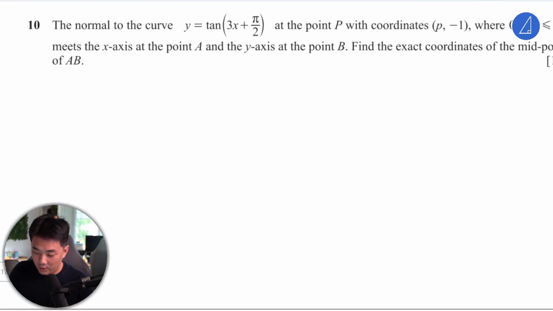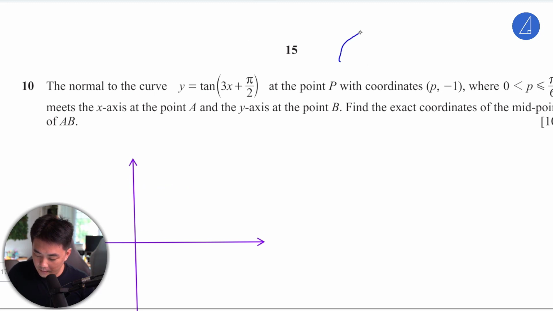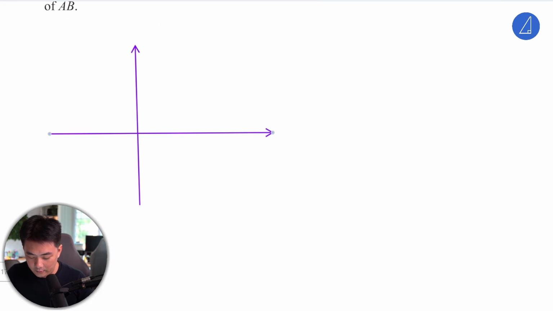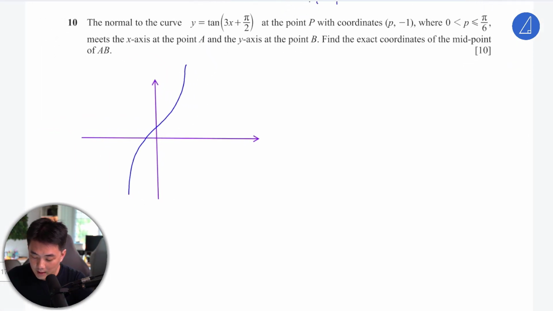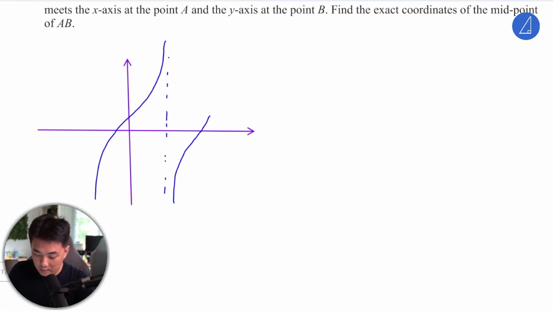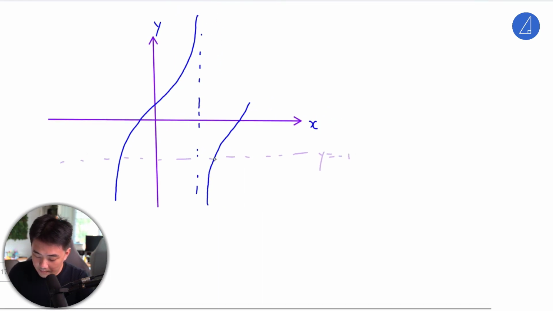I think we try and make sense of what's going on. We know that the tangent curve looks like that, right? Okay, so it's something like that. So we just sketch the curve to understand what's going on. The good thing is we know that the gradient is always positive, so we can work something out like that. Then we are told that at y equals -1, the point P. So because -1 is somewhere around here, y equals -1 will be somewhere here. Okay, so this has to be our P here.